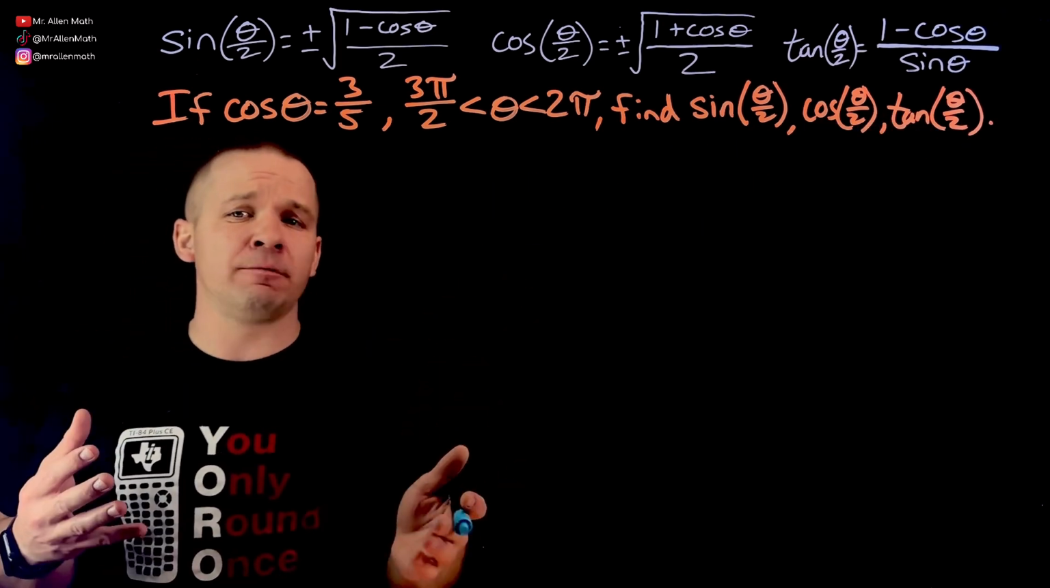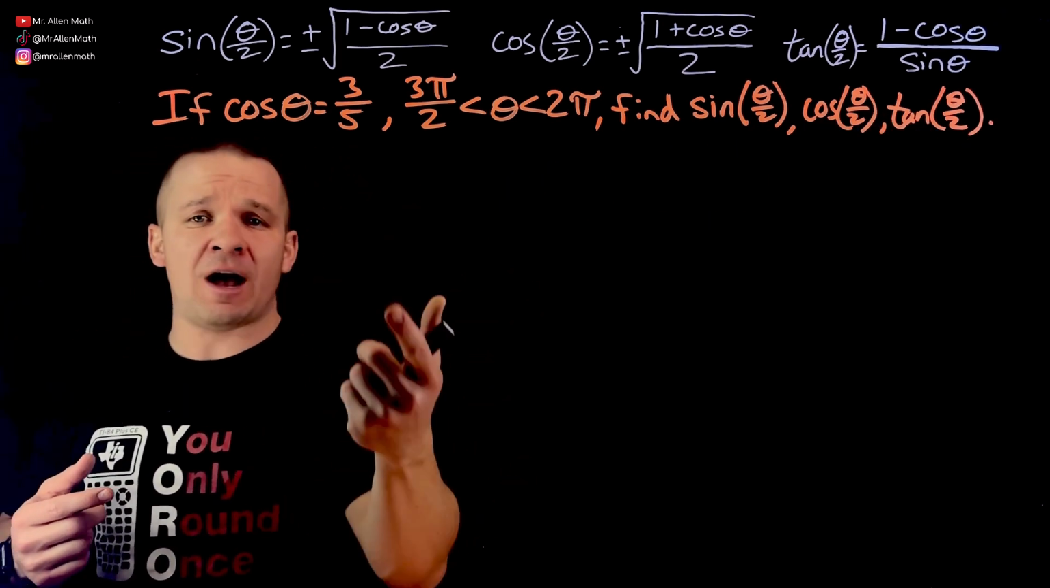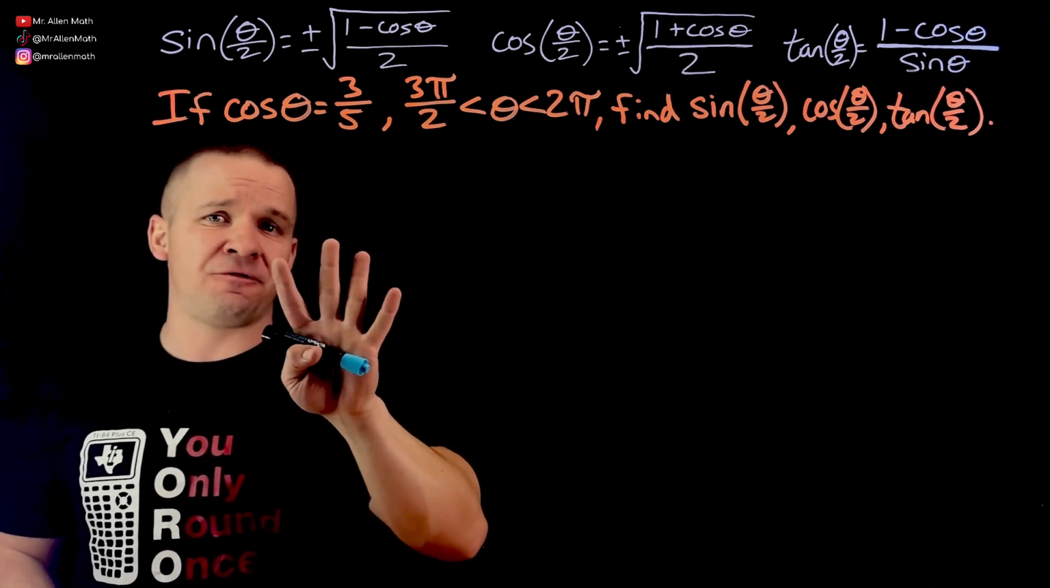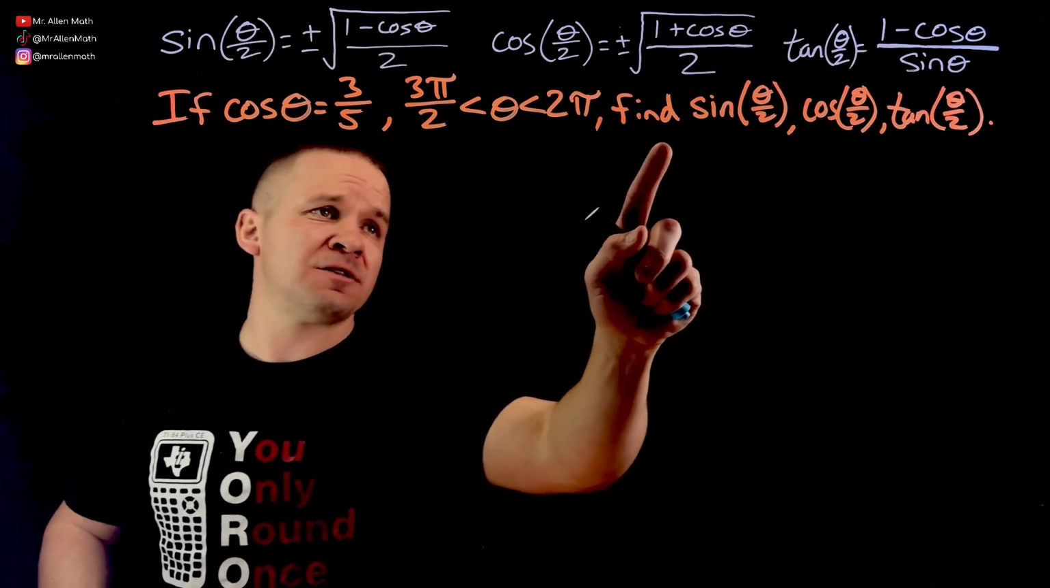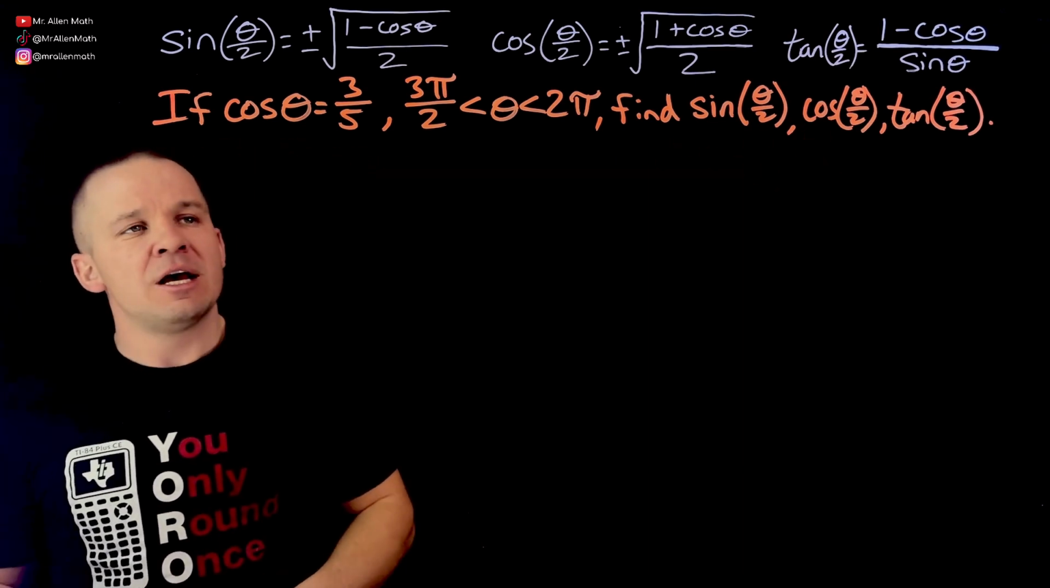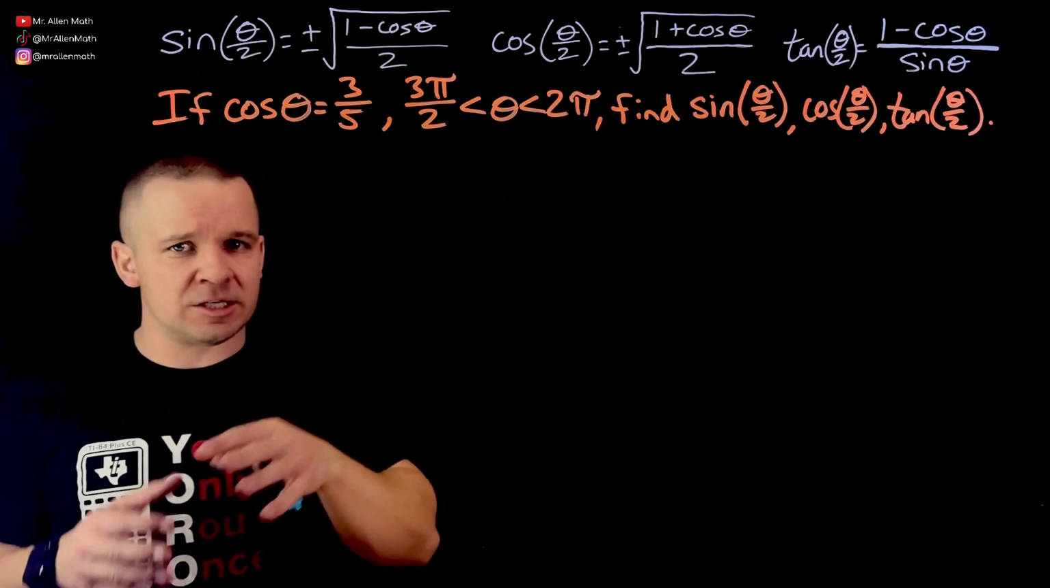Mr. Allen here with some evaluation of trig functions using our half angle formulas you see up there. Now for this one, we got cosine of theta is equal to 3 over 5, and theta is between 3 pi over 2 and 2 pi, meaning it's in the fourth quadrant. Then we're asked to find the sine of theta over 2, cosine of theta over 2, and tangent of theta over 2.